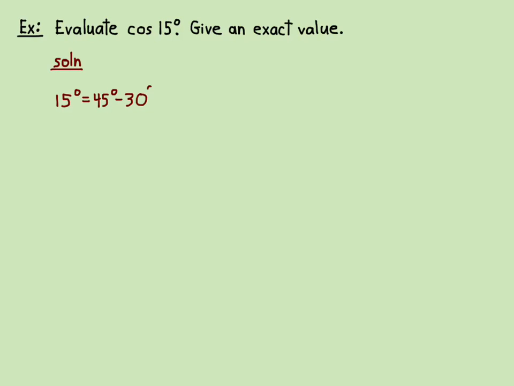So solution: 15 degrees is 45 degrees minus 30 degrees, which in radians is pi over 4 minus pi over 6. So I want to find cosine of 15 degrees, which is going to be cosine of pi over 4 minus pi over 6. Now, I did this in radians because I like to keep my calculator in radians as much as possible. But of course, you could do this in degrees as well, and it'll work out the same as long as you have your calculator mode set to degrees if you're doing it in degrees, or radians if you're doing it in radians. Okay, hopefully you've got that figured out by now.